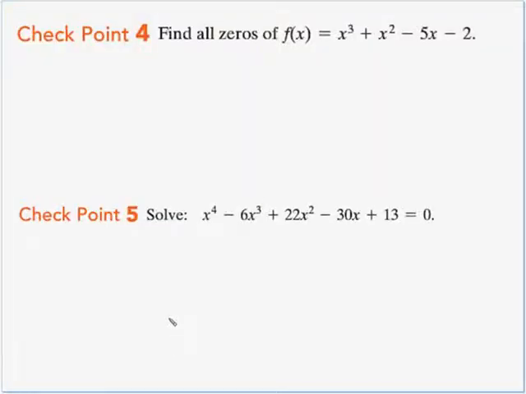All right, two for your personal enjoyment. Number 4, find the zeros of that. There's not a whole lot of trial and error on your way through. For number 5, also solve it, and it is a fourth power. But when you're setting up the possibilities, the leading coefficient is a 1, and this 13 is a prime number, so that makes it a little bit easier to deal with. Pause the video, solve the problems, and then start it back up and see if you got them right.